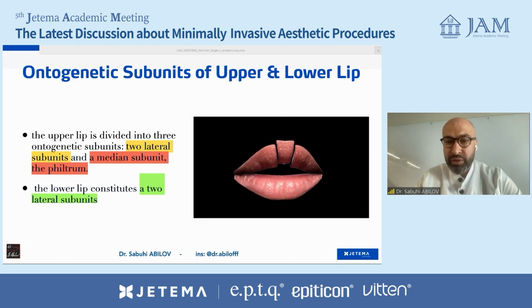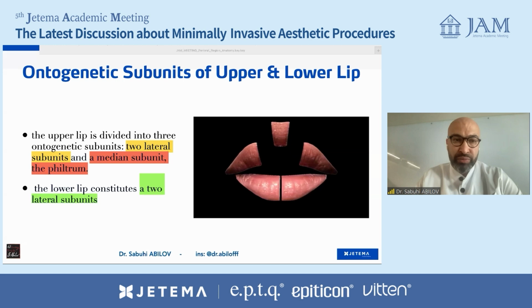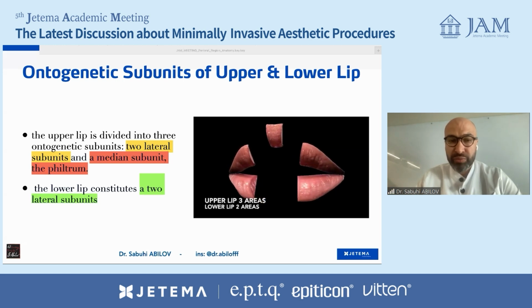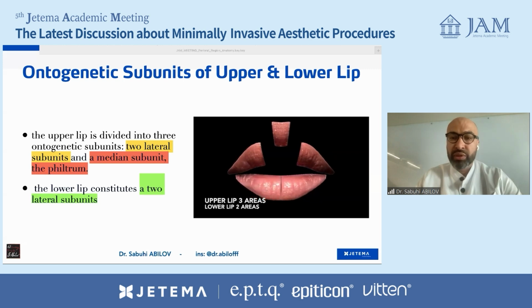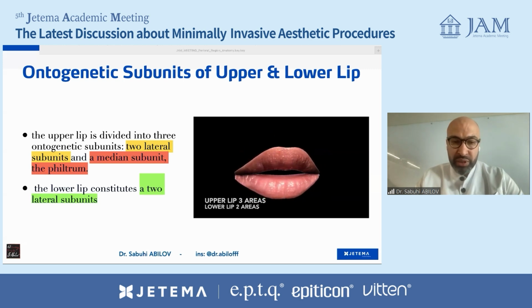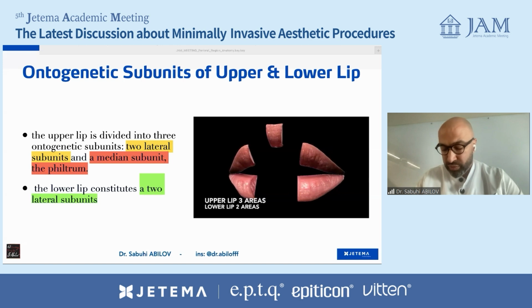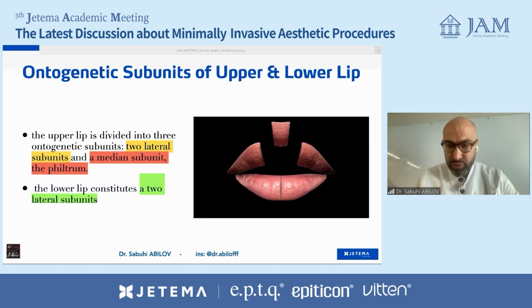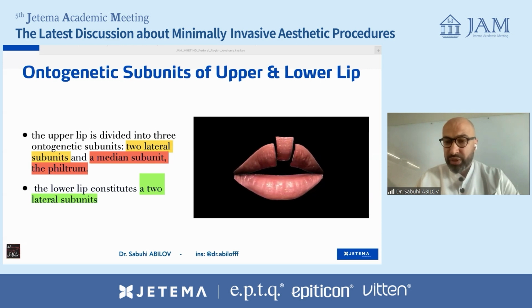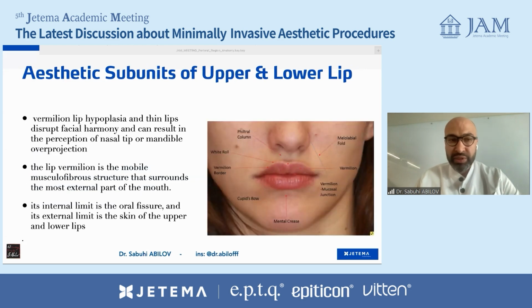Our upper lip, with aesthetic subunits, has the two lateral subunits and the medial subunit, which we call the philtrum. And the lower lip constitutes the two lateral subunits. And this is very crucial, very important when we are deciding to use dermal filler for lip augmentation procedures. Regarding aesthetic subunits and the lower lip vermilion, lip hypoplasia and thin lips disrupt the facial harmony and can result in the perception of nasal tip or mandible over-projection.